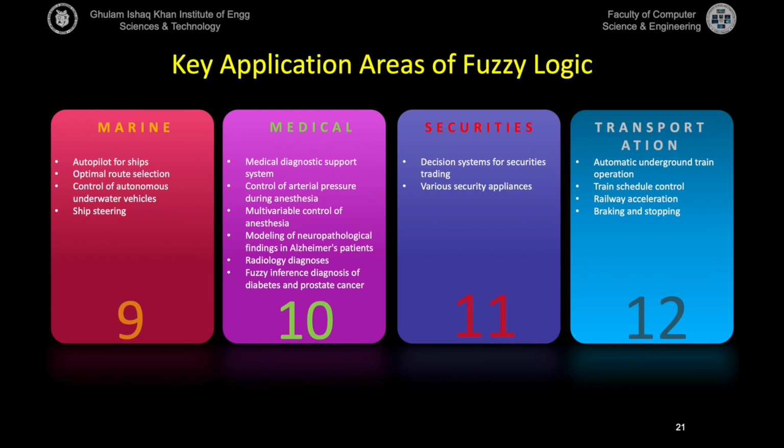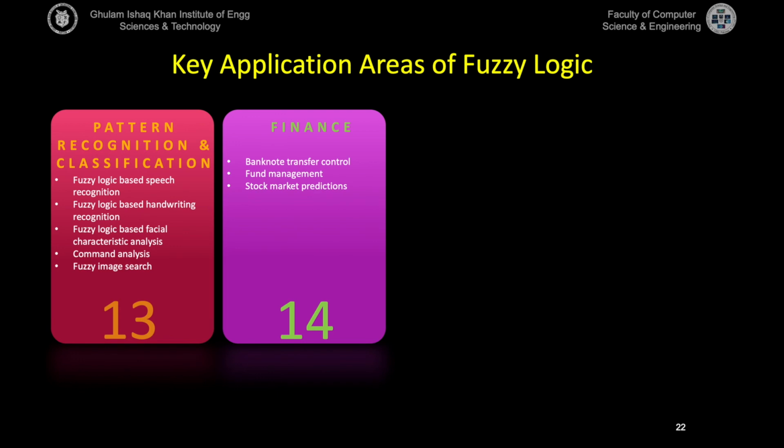So the take home message is that there are a variety of fields in which the fuzzy logic has been applied, and what we get is, apart from all these fields, you can see, for example, pattern recognition classification. It is used to identify or recognize the speech. It is used on speech recognition. It is used for handwriting recognition. It is used for facial characteristics analysis. It is used for command analysis. It is used for fuzzy image search. It is used in finance for banknote transfer control. It is used for fund management. It is used for stock market predictions.